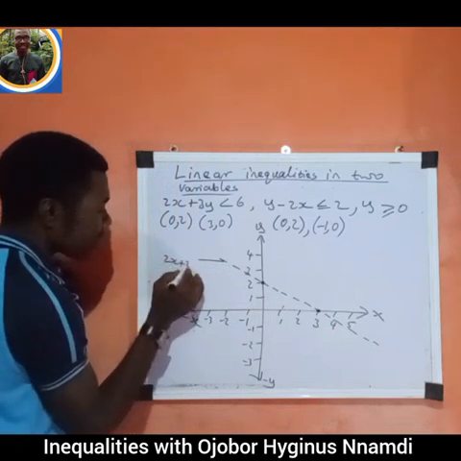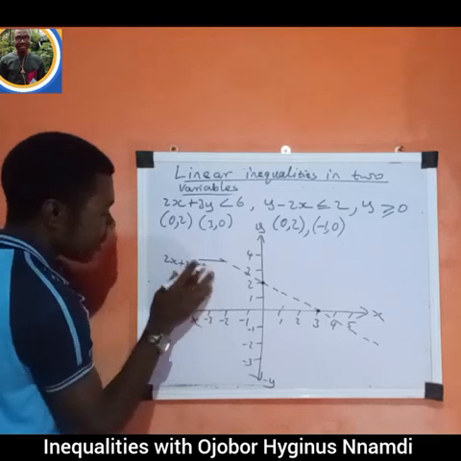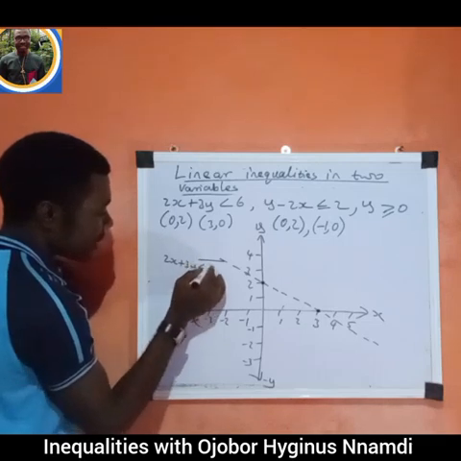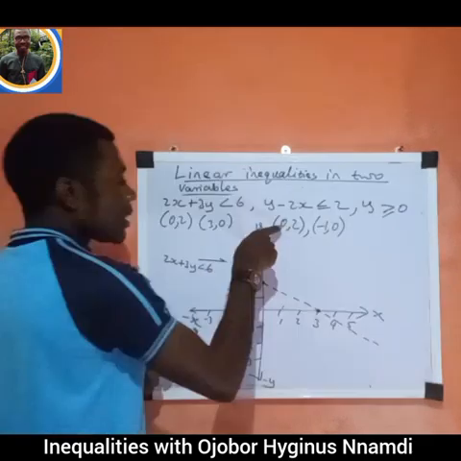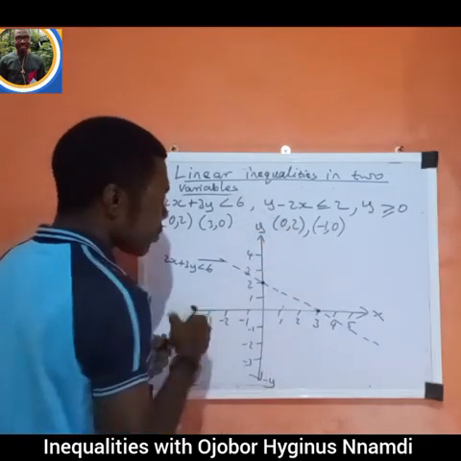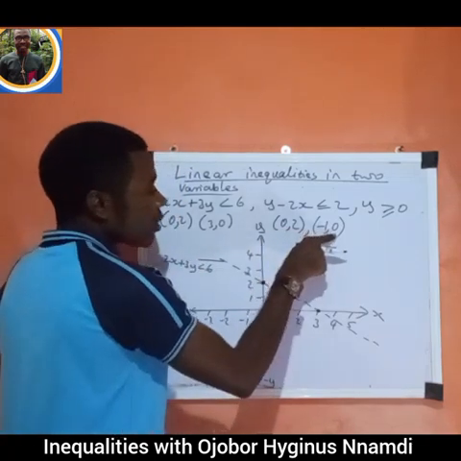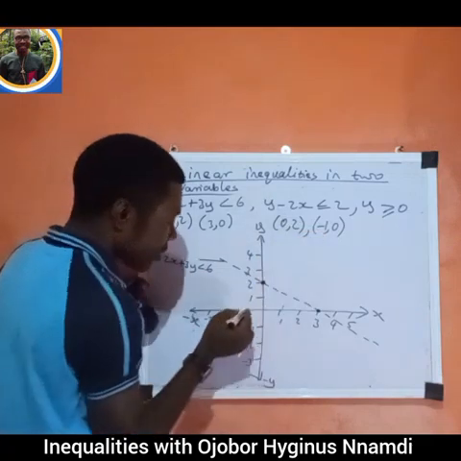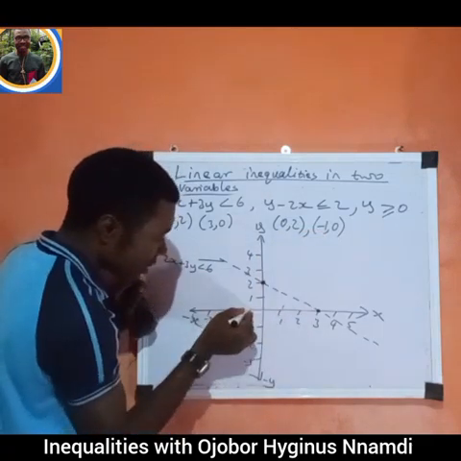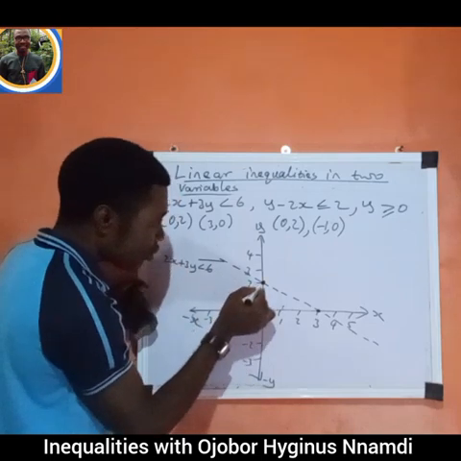This one is for 2x plus 3y less than 6, sorry. And at x equals 0, y is 2. You go to y and locate 2. And at y equals 0, x is minus 1. Go to x, this is x, locate minus 1. Then you join the 2 points.